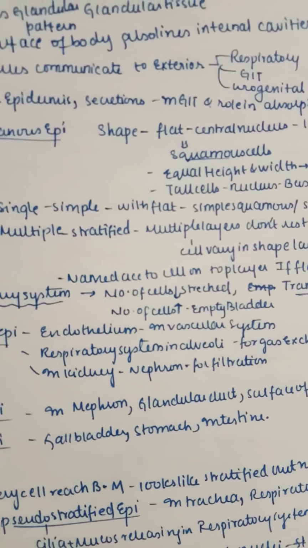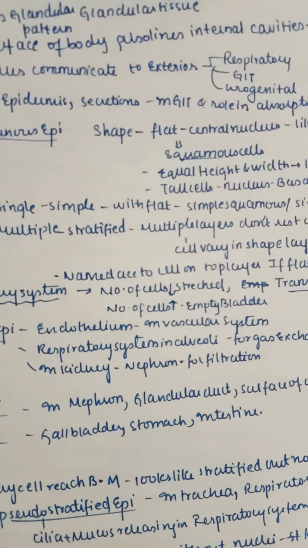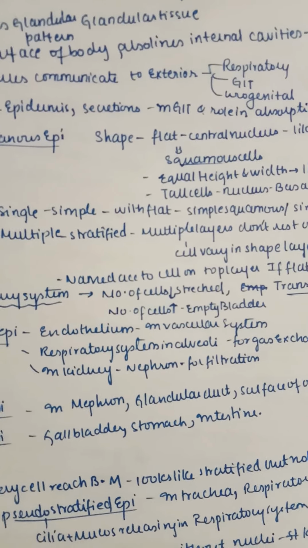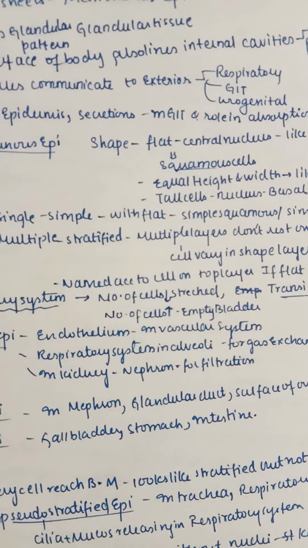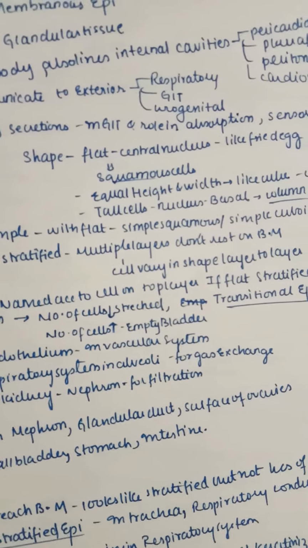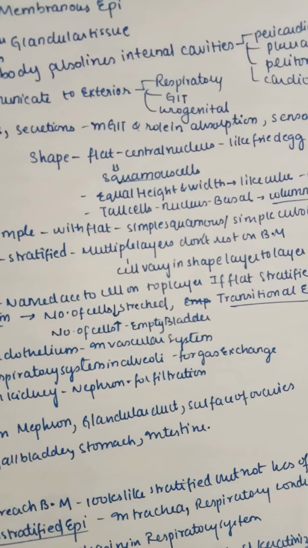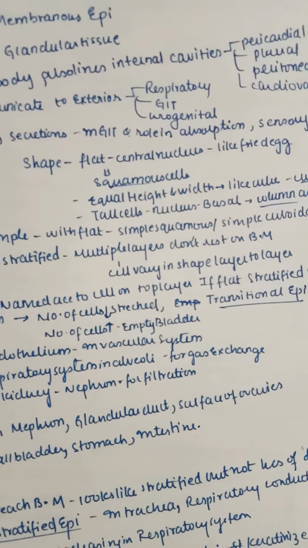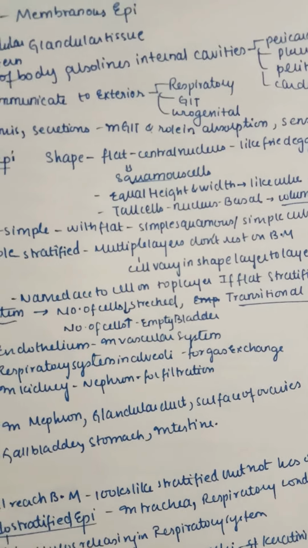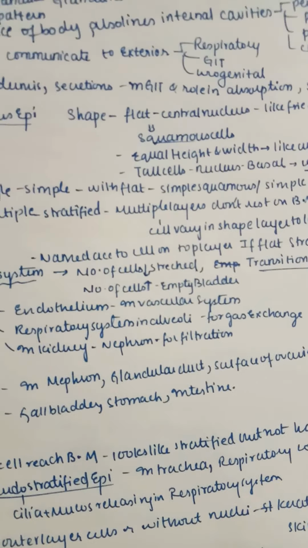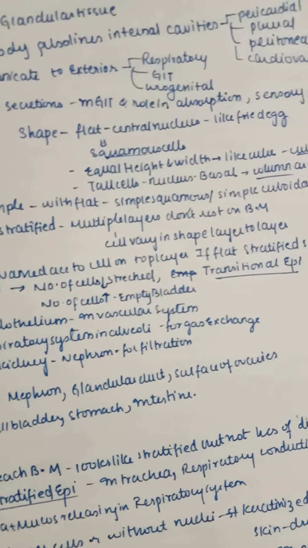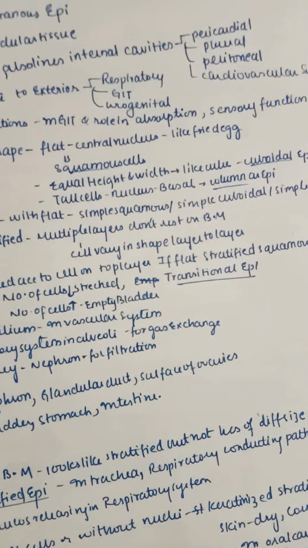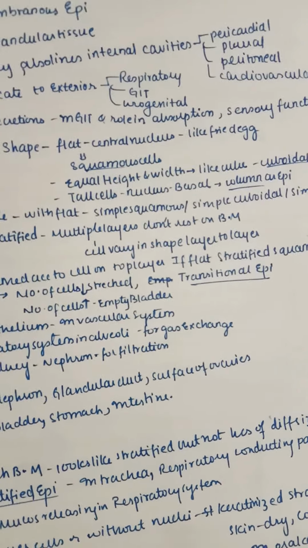Based on the shape, they are divided into many types, so let us look at that. If the cells are flat, especially in the outer layer, then they are known as squamous cells. The squamous cells mainly have a central nucleus, like a fried egg. If the cells have equal height and width, so they look like a cube, then it is known as cuboidal epithelium.